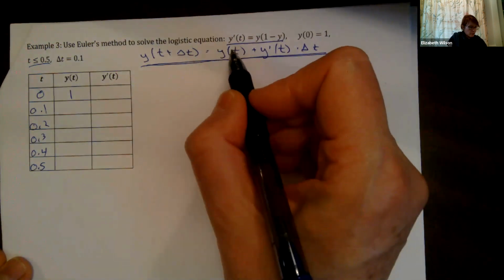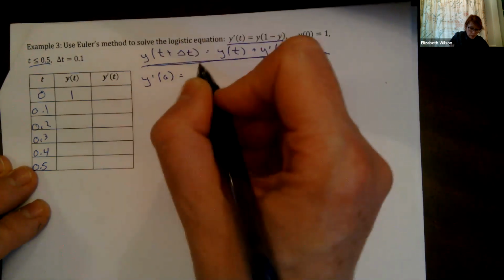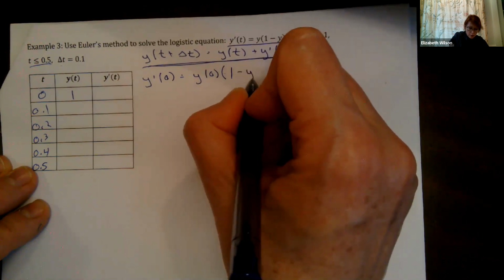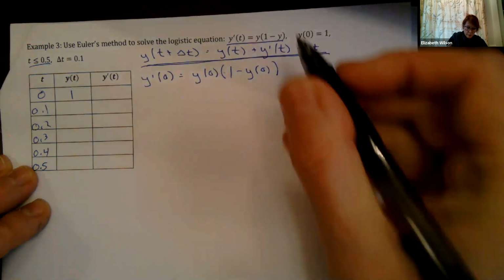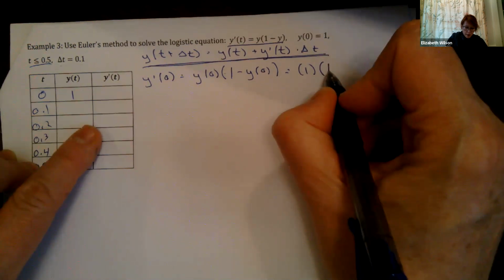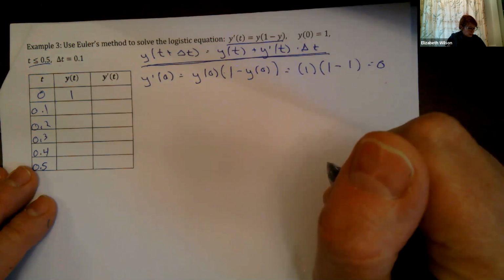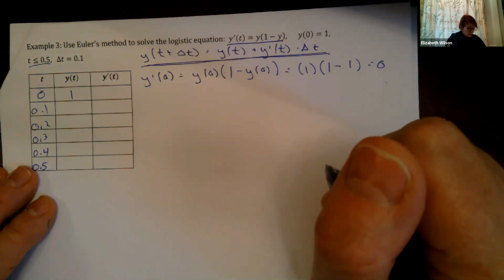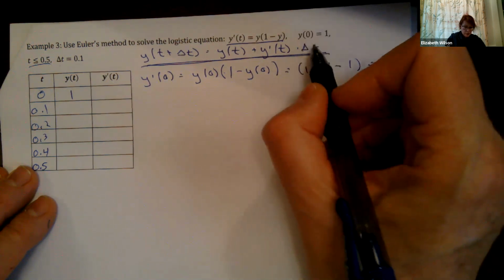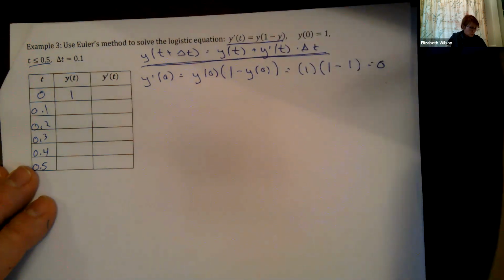I'm going to calculate my derivative first. So y prime of 0 equals y of 0 times 1 minus y of 0. Let's fill in the blanks. So y of 0 is equal to 1, times 1 minus 1. So that's actually equal to 0. Right? Did I do that right? Oops, I have a typo here. I apologize, folks. This should actually be 0.5. Otherwise, we're just going to get zeros the whole way down. I was wondering about that.